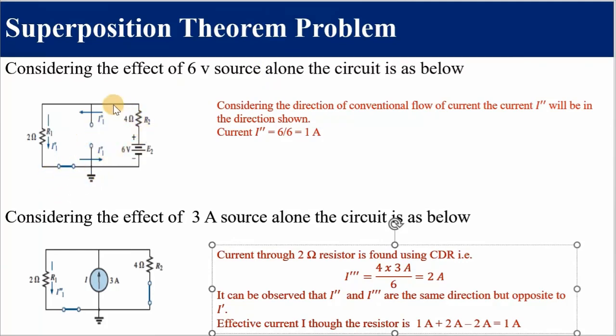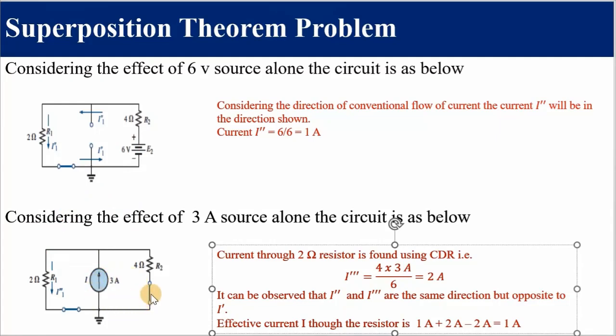So our current is going to flow in this direction, and that current we have designated as I double prime, and it is found by dividing 6 by the sum of the two. That's 6 divided by 6. It gives us 1 amp. We are done with the second source. We are now proceeding to the third source, that is the current source.